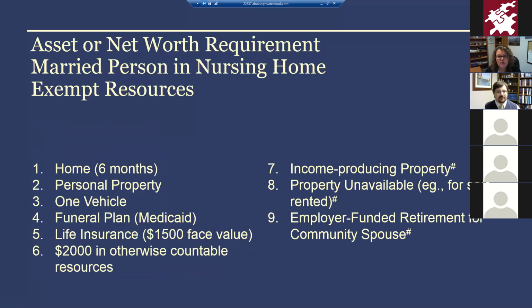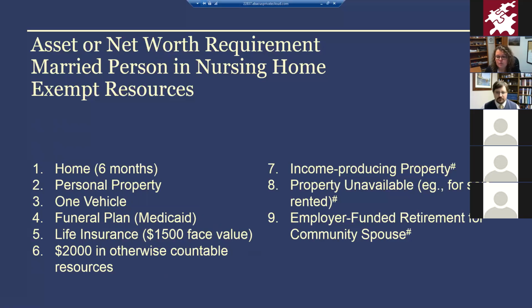For a married couple, it's a little bit different. Again, same thing with the home, personal property, and vehicle, funeral plans, life insurance, and the $2,000 and otherwise countable resources. Except that if you have a married couple applying at the same time for long-term care Medicaid coverage, they have to have only $3,000 between both of them in otherwise countable resources. If one of them is already on Medicaid, they can each have $2,000 for that second person to qualify. So just keep that in mind.